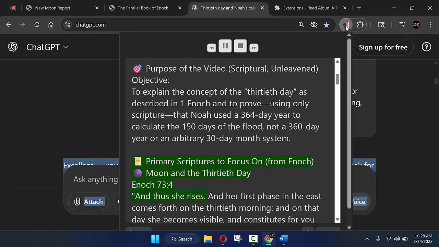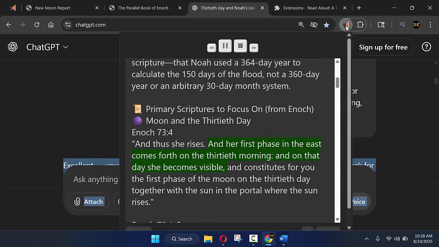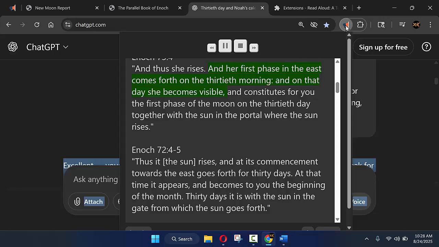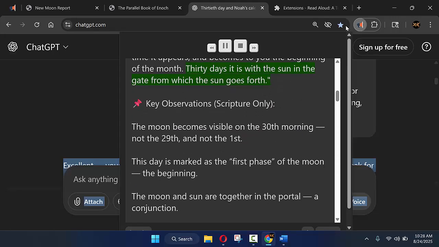Enoch 73:4. And thus she rises. And her first phase in the east comes forth on the 30th morning, and on that day she becomes visible, and constitutes for you the first phase of the moon on the 30th day together with the sun in the portal where the sun rises. Enoch 72:4-5. Thus it, the sun, rises, and at its commencement towards the east goes forth for 30 days. At that time it appears, and becomes to you the beginning of the month. 30 days it is with the sun in the gate from which the sun goes forth.